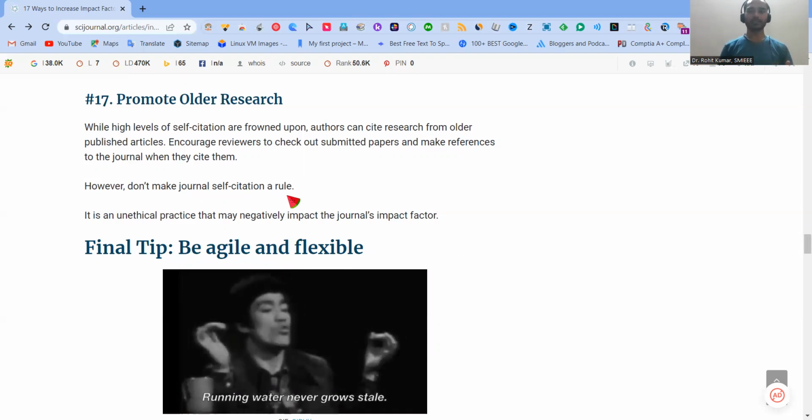So promoting the older research is also very important, because it highlights how long before this particular article was available, and how long before the research was done in this particular domain. All these questions are explored with the help of older research. So promoting older research is also one of the key techniques.